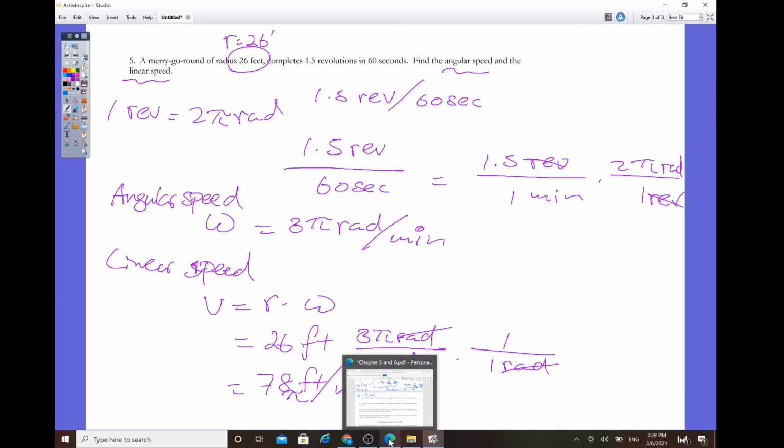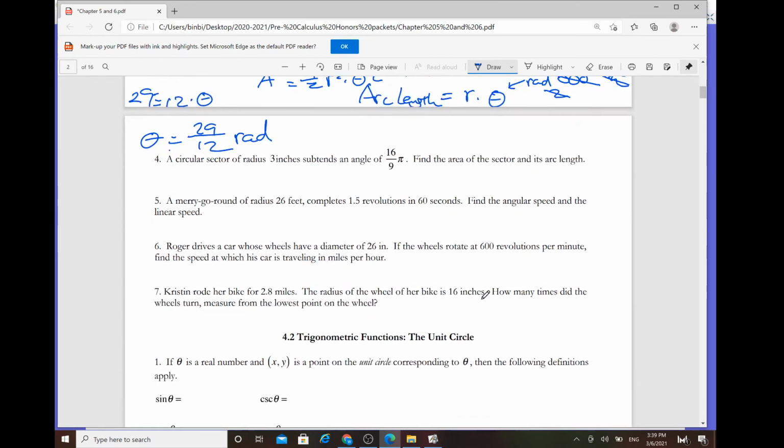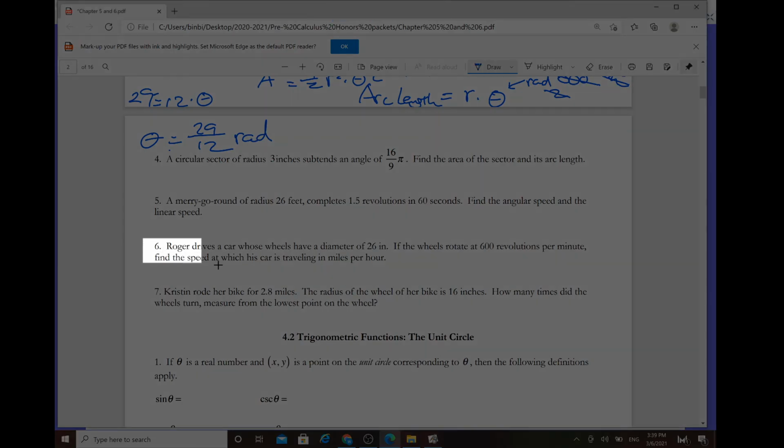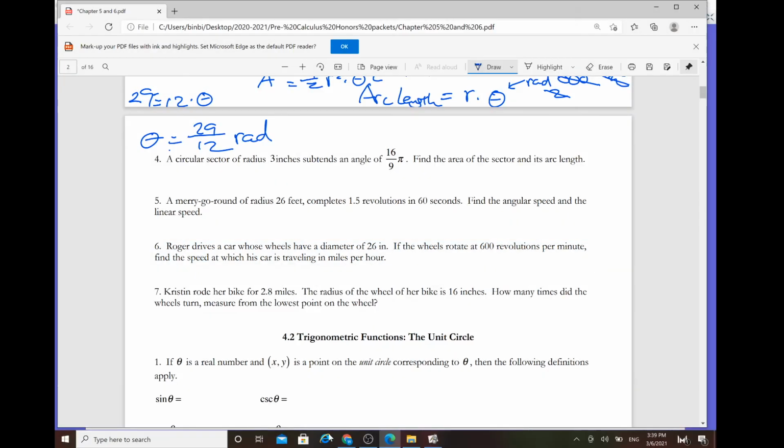Now let's go back and see what else we've got. Roger drives a car whose wheels have a diameter of 26 inches. If the wheels rotate at 600 revolutions per minute, again another rev per unit of time, find the speed at which his car is traveling in miles per hour. That means we need to find the linear speed. First, let's find the angular speed.